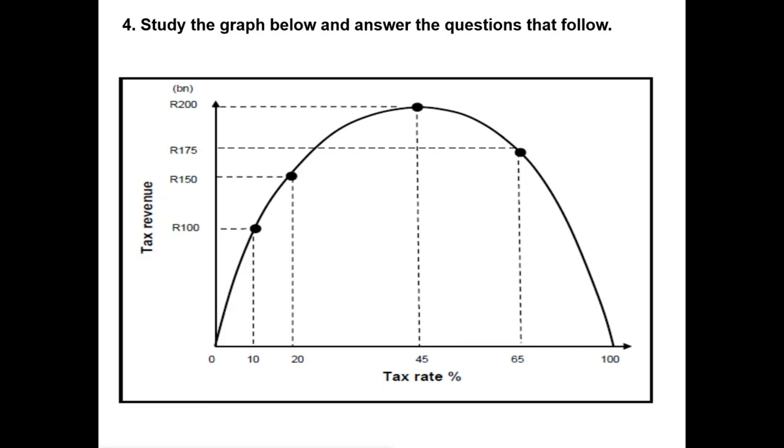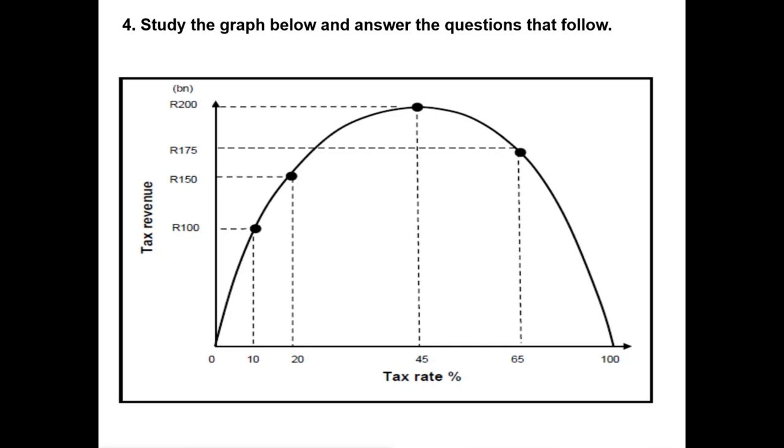Then question 4.3, how much revenue will the government receive if the tax rate is 100%? St. Jongo High School has responded. They said 0%. That is correct. Thank you so much. If you have a look at the screen, you'll see that if the tax rate is at 100%, that means no revenue coming into the government.